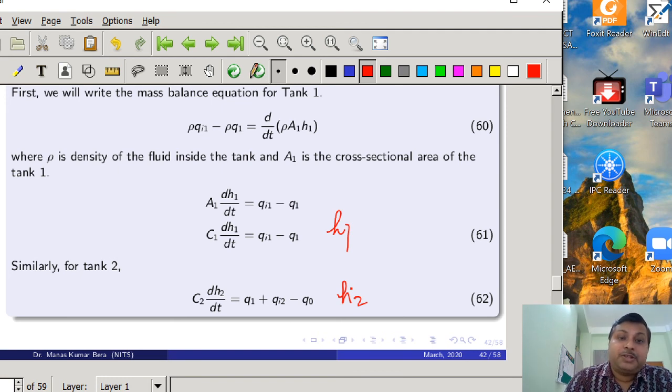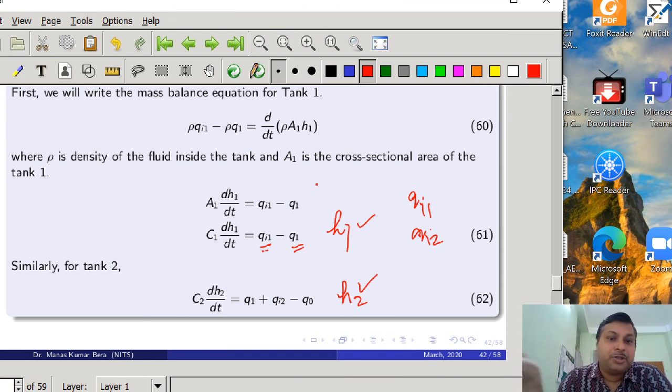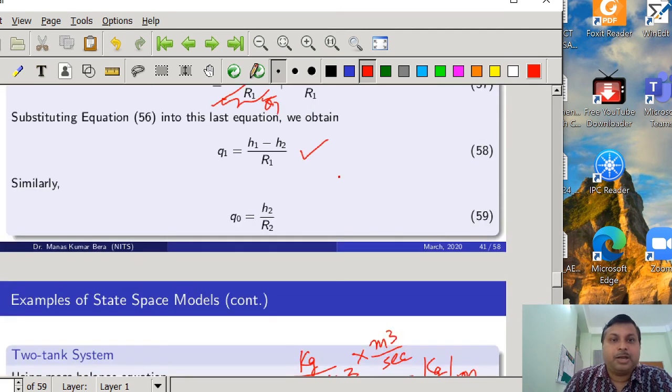So now H1 and H2 qualify as state variables, and in the formulation we already wrote that QI1 and QI2 are the inputs. If you look at equations 61 and 62 closely, the right hand side must be a function of states and inputs only, where H1 and H2 are the states and QI1 and QI2 are the inputs. But in 61, QI1 is present, but another variable, Q1, is neither a state variable nor an input. So you have to think how Q1 can be replaced in terms of state variables and inputs. That is why we quantified Q1 in terms of H1, H2 and the system parameter R1.